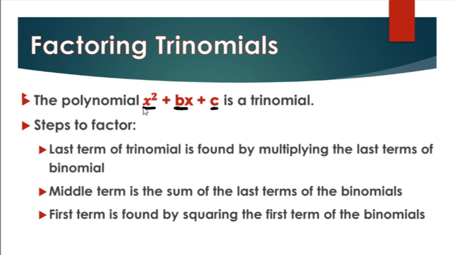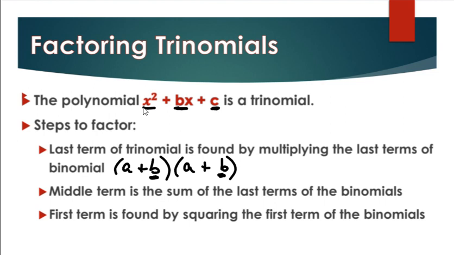The last term of the trinomial is found by multiplying the last terms of a binomial. So if I have a binomial like x plus a, and x plus b here, the last term in each binomial, so this a times the b, is how you get your c. Now it's not going to make sense because I have letters involved here, but if I multiply this times this, that will give us whatever value is here.